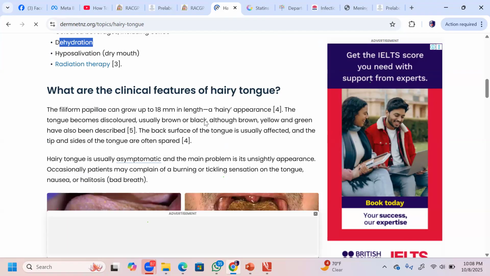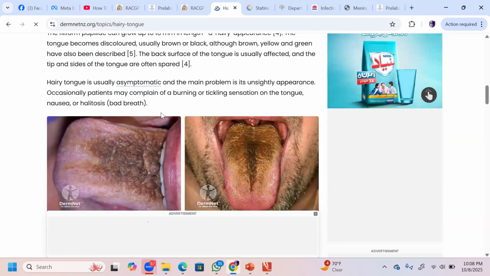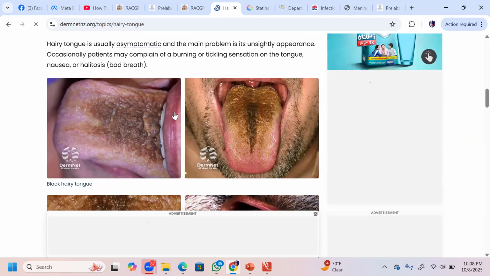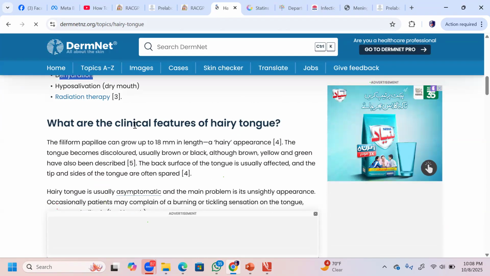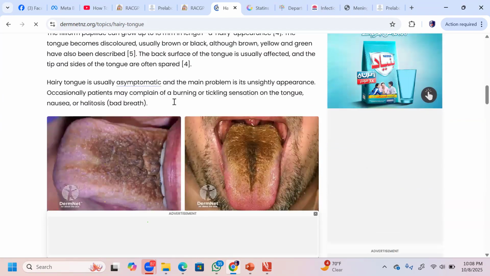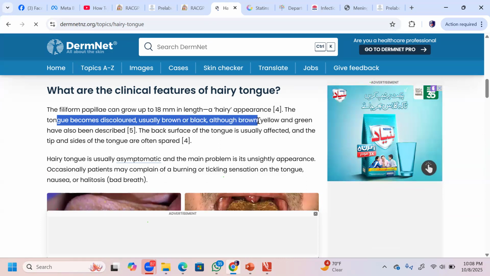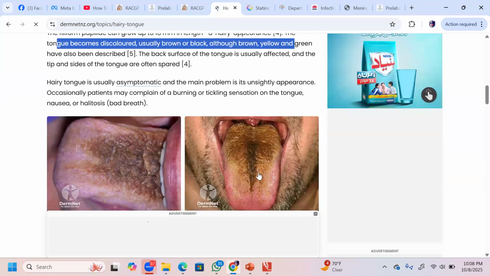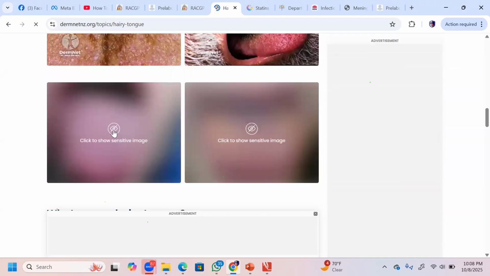What are the clinical features of hairy tongue? Here you can see the condition of the tongue. Basically, the tongue becomes discolored, usually brown or black, although it can be yellow or green. You can see brown, black, like this you will see.